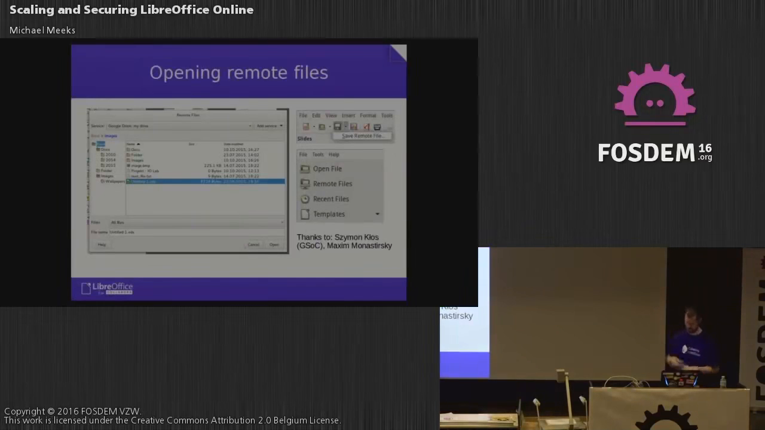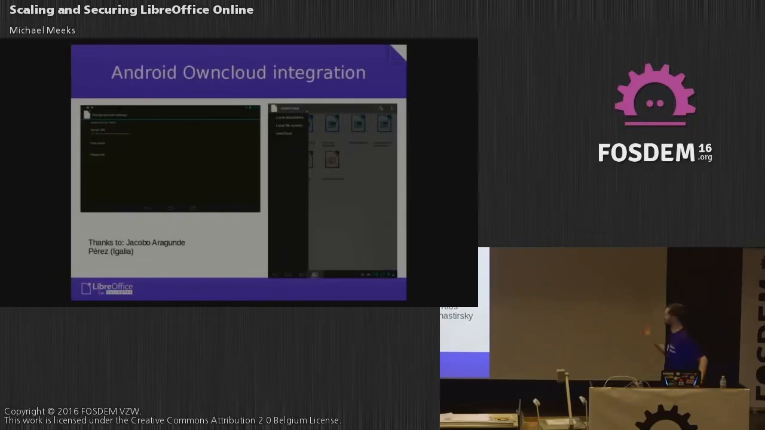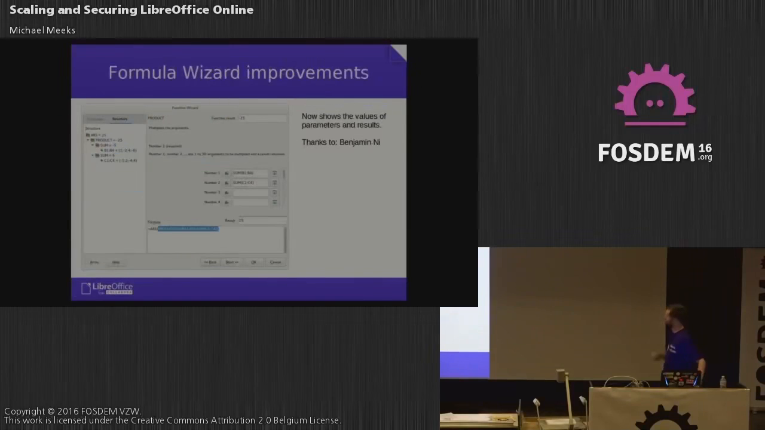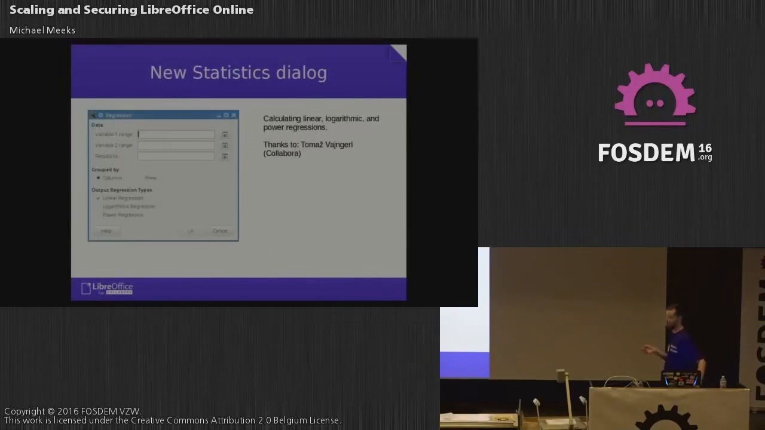So hopefully that'll help. I'm just going to flick through these very, very quickly. There are lots of people who've done great work. Cloud integration, remote files, obviously very important. So, being able to talk to different kinds of servers. Android ownCloud integration, it's obviously been there for a while, but worth noting there have been several improvements in the Android version 2 for this 5.1 release coming out just after FOSDEM. Lots of improvements in mail merge, embedding, a formula wizard.